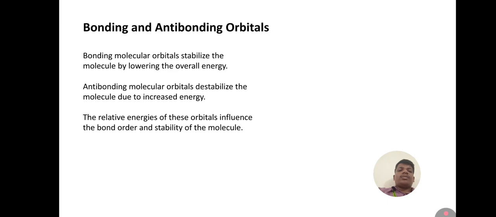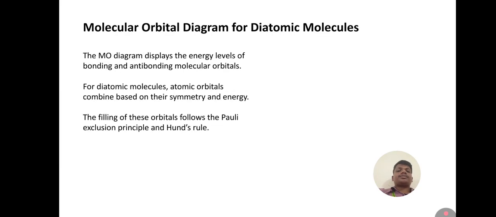Bonding and anti-bonding orbitals. First, bonding. Bonding molecular orbitals stabilize the molecule by lowering the overall energy. Anti-bonding molecular orbitals destabilize the molecule due to increased energy. The relative energies of these orbitals influence the bond order and stability of the molecule.